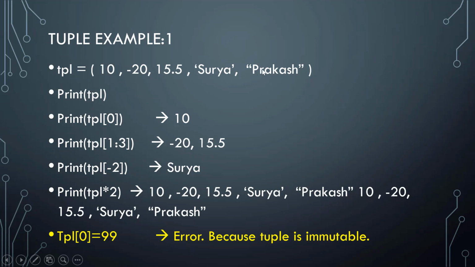So, same tuple one more time, because of the repetition operator. It's not multiply. When you try tuple of 0 is equal to 99, in the sense I wanted to modify or replace this 10 with 99, then you'll get an error. This is called tuple behavior. It's immutable, in the sense the values of a tuple cannot be modified. So this point is very, very important to remember.